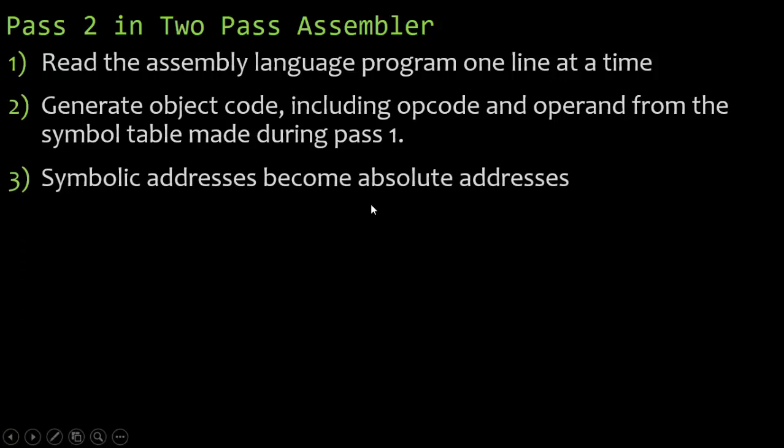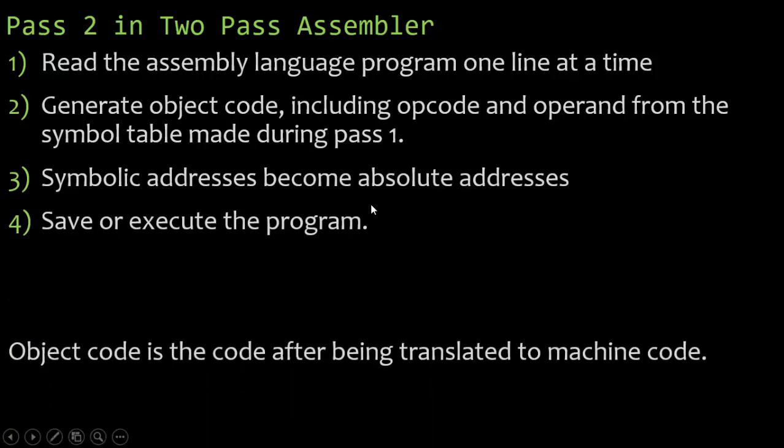We know where on the RAM they're exactly stored. We save or we execute the program. Now, object code is the code after being translated into machine code. You want to remember that. All right, let's keep going.